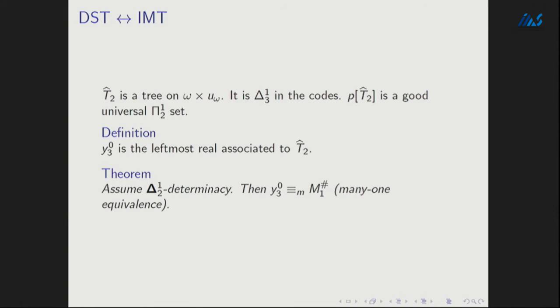So once again, this y03 is the leftmost real coming from the Martin-Solovay tree construction, and in particular coming from the indiscernibles for L. And on the right-hand side, this M1 sharp is the least mouse which has a measurable and a Woodin below the measurable. So it is a mouse with a Woodin cardinal and a measurable.